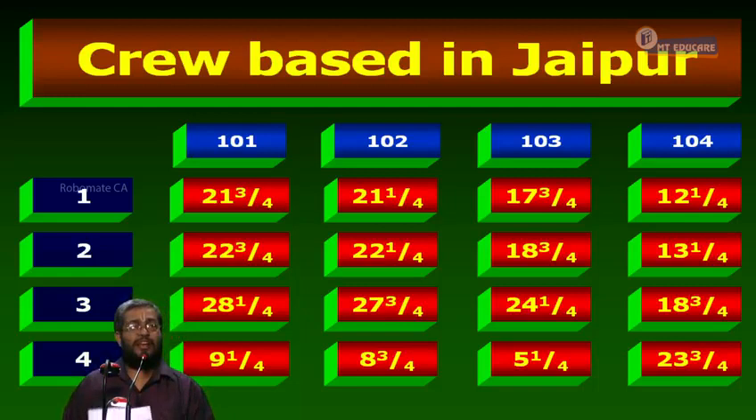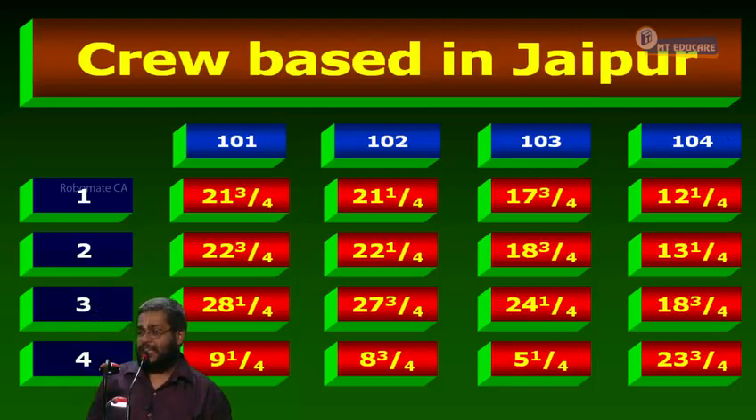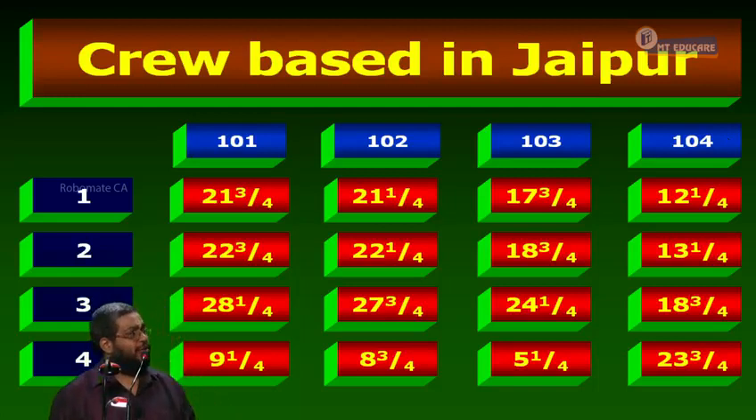Have you all finished writing this or not? See, you have the crew based in Delhi in the first sheet, and a crew based in what? Jaipur in the second part. Yes or no? See, I'll ask you a question. Suppose I decide to pair 1 and 101. You know, 16 types of pairings possible, a 4 by 4 matrix, combination, permutation, combination. How many pairings possible? 16 pairings are possible. Respond, yes or no?